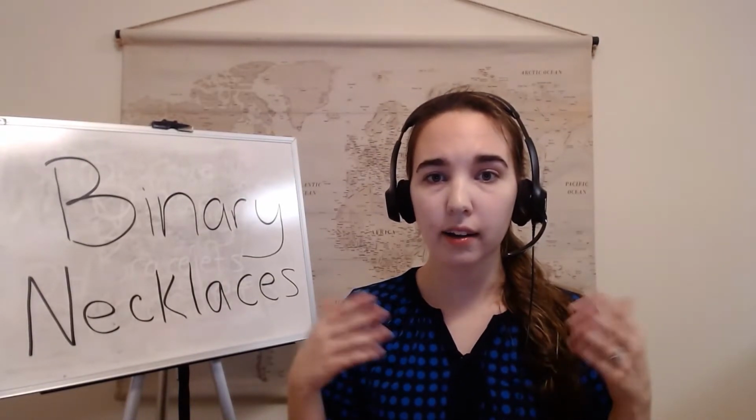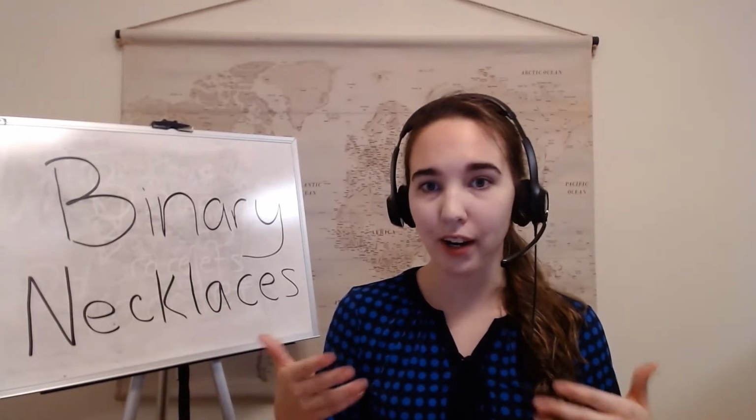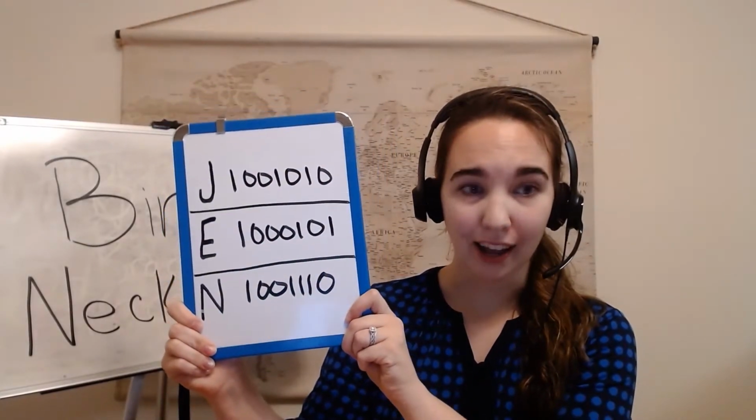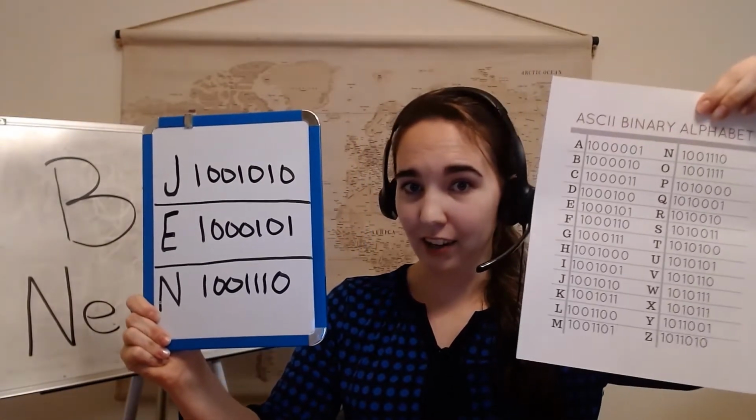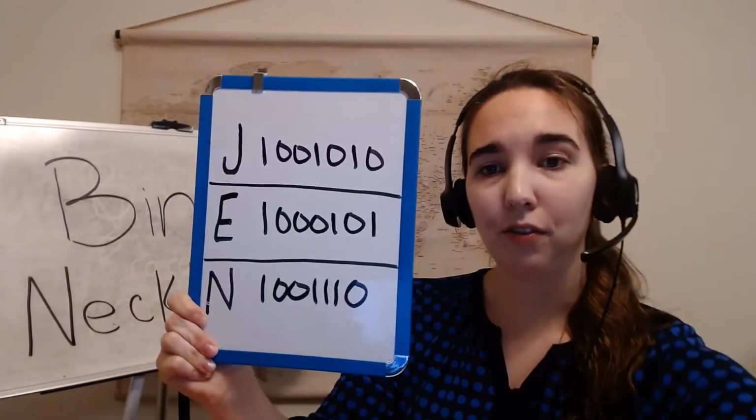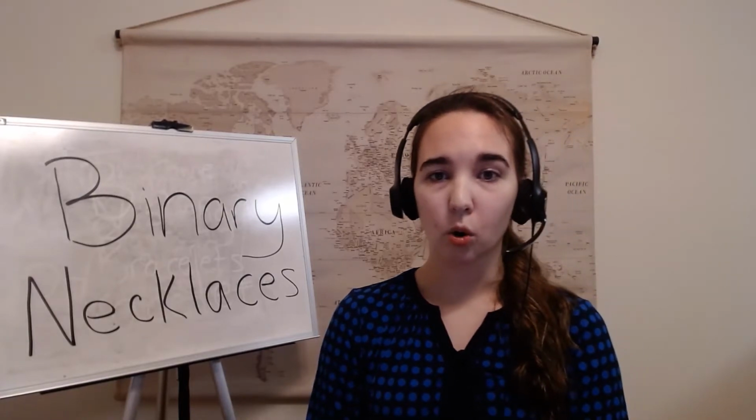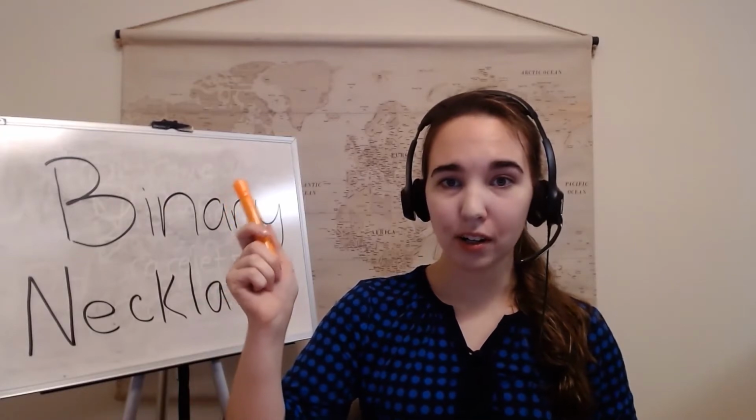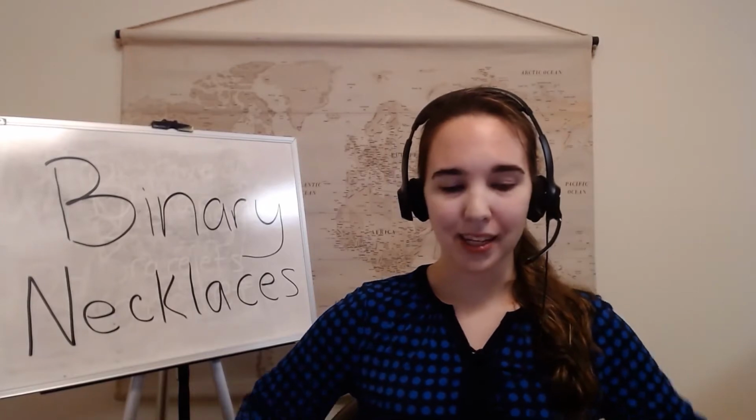What you're going to do is you're going to decide what letter or words you want on your necklace written in code. So I'm going to do my name, Jen. So I went to my chart, I found the letters in my name, and I wrote them out for easy reference. Then I decided that ones were going to be represented with pink, and zeros were going to be represented with orange. Then it was time to make my beads.